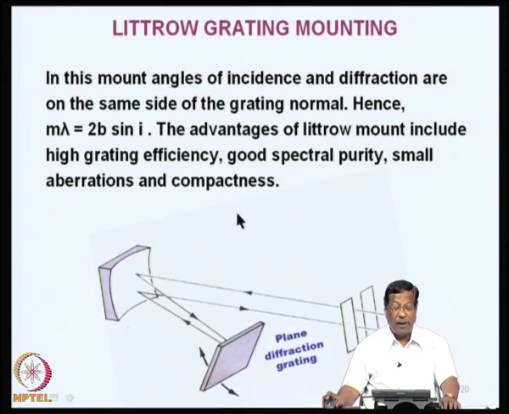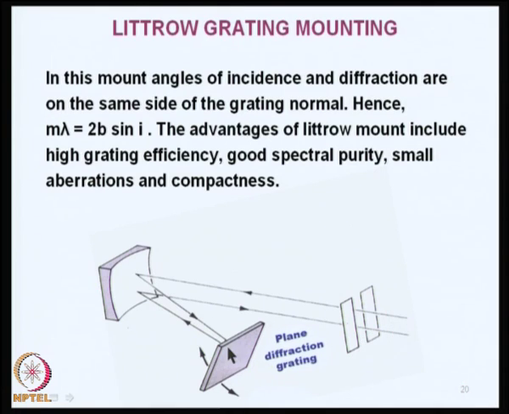Now, you can mount the grating in a Littrow fashion. In this mount, the angles of incidence and diffraction are on the same side. See, the radiation is coming like this, falling here on this plane diffraction grating, and comes out through the same side exit slit. Only thing is the height would be different.